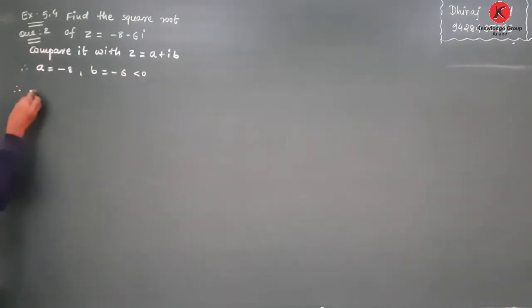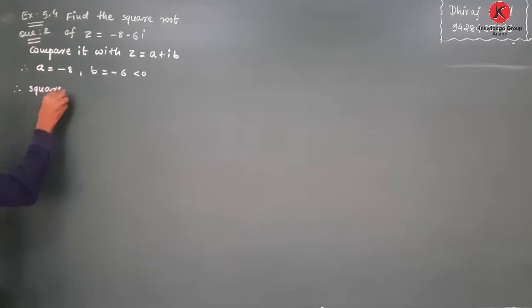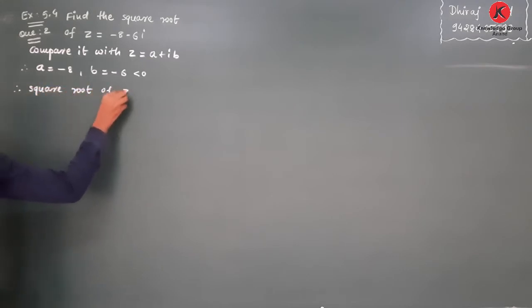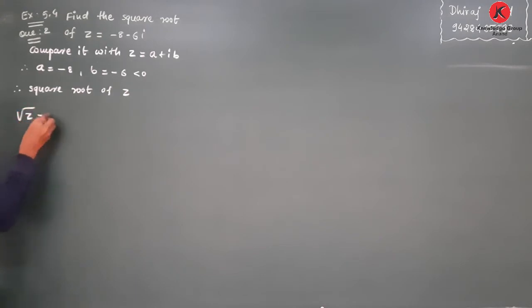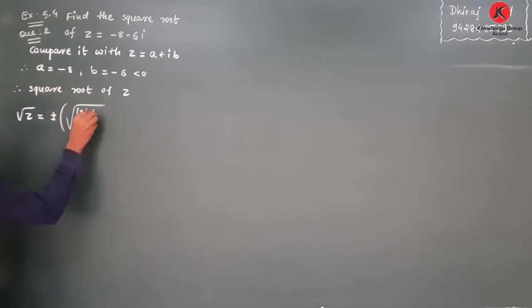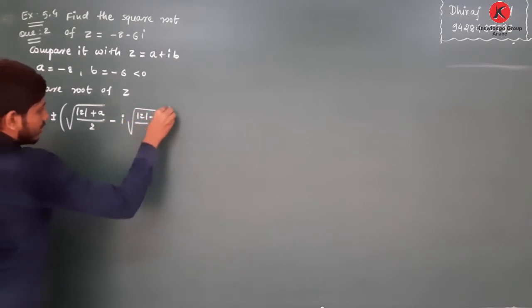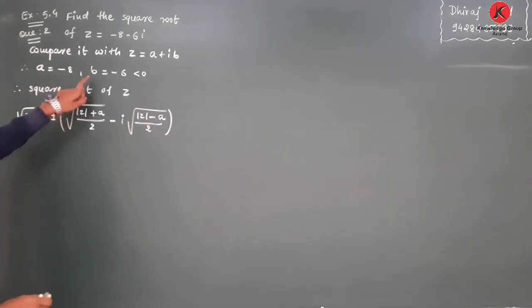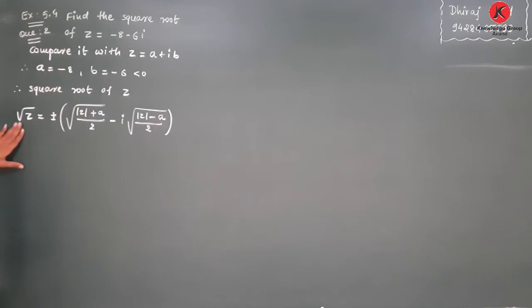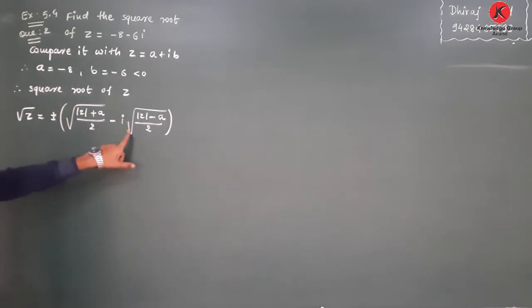Therefore the formula for the square root of z is given by plus or minus under root of (modulus of z + a) divided by 2, minus i under root of (modulus z - a) divided by 2, when imaginary part b is less than 0.